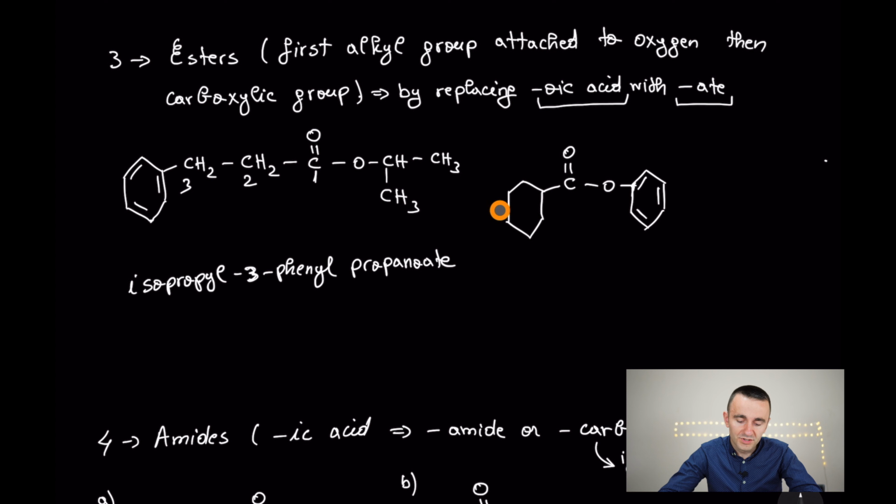Right? What about this one? This is going to be phenyl again, and the name of this part here is cyclohexane carboxylate.